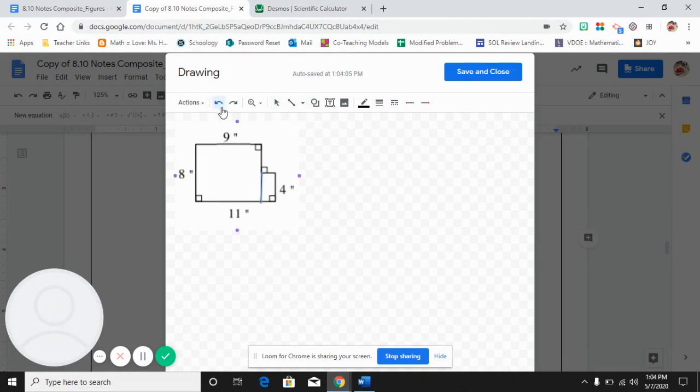Let's actually do it this way. Okay? So let's divide this up into a rectangle on the left and a rectangle on the right. And I'm going to call this figure A and figure B. We got figure A and figure B.